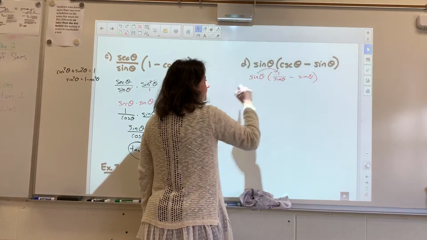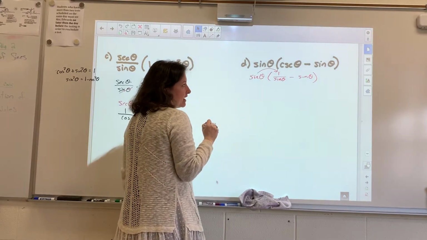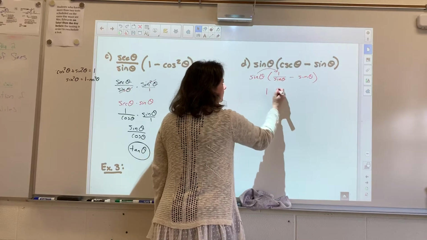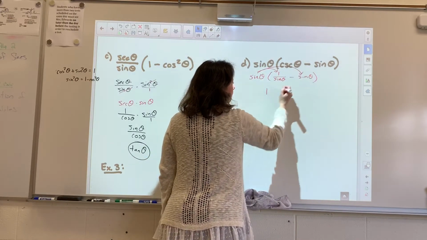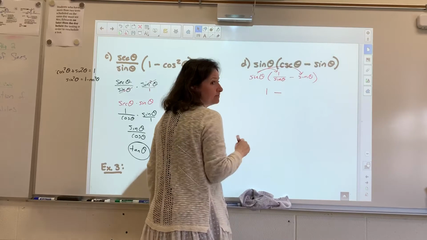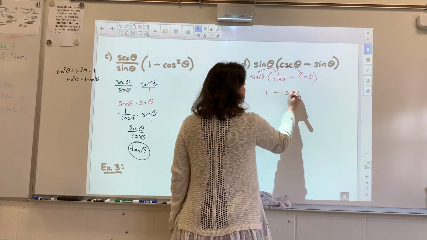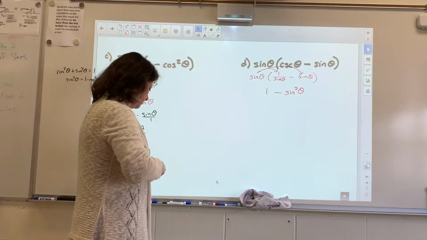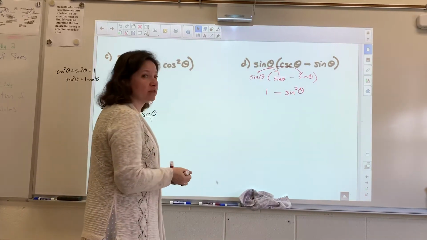What is sine times 1 over sine going to make? The sines are going to cancel and I'm going to be left with 1. Then we distribute here. We get minus sine times sine. Sine times sine is sine squared. Where have I seen that before? Any of you thought, ooh, that's a Pythagorean identity?